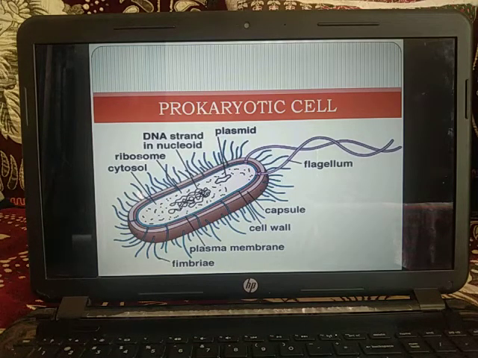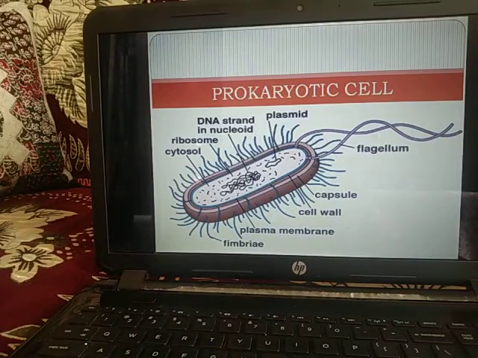Next we have the cell wall. It is present in the bacteria and cyanobacteria. A cell wall is absent in Mycoplasma or pleuropneumonia-like organisms. Now flagella and fimbriae. Flagella are present in some bacteria only. The bacterial flagella are single stranded as compared to the 11 stranded flagella of the eukaryotes. In some bacteria, the non-motile appendages are called pili or fimbriae.